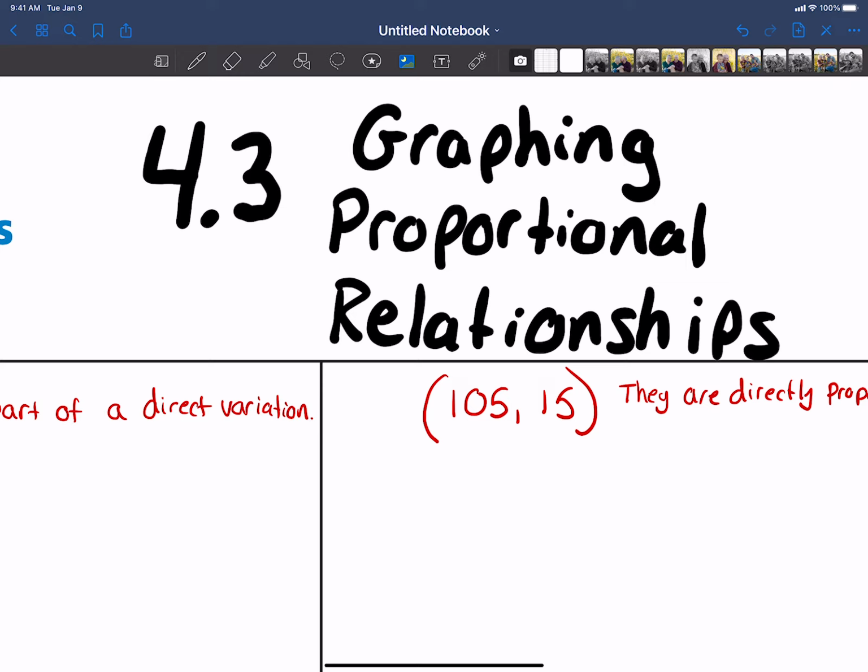Okay, relationships. Now I'm not talking like boyfriend, girlfriend, held hands. I'm talking about how something affects something else, right? The relationship between x and y on a coordinate grid is x means left or right, y means up or down, right?